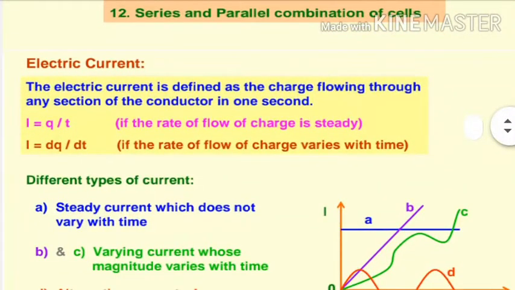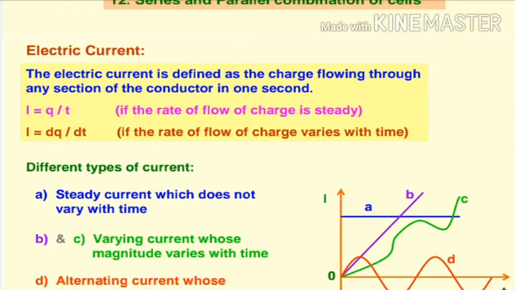We know that the electric current is defined as the charge flowing through any section of the conductor in 1 second. It can be represented by symbol capital I equal to Q by T if the rate of flow of charge is steady, but if the rate of flow of charge varies with time, then I can be expressed as dQ by dt.